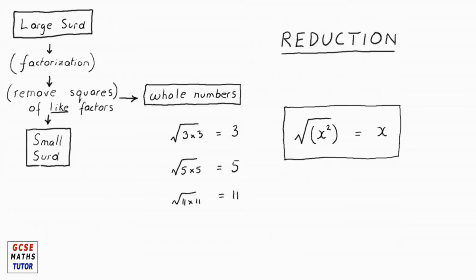Just to remind you, here are the first 5 prime number squares. 2 squared, 2 times 2 is 4. 3 squared, that's 3 times 3, is 9. 5 squared, that's 5 times 5, is 25. 7 squared, that's 7 times 7, is 49. And 11 squared, 11 times 11, is 121.